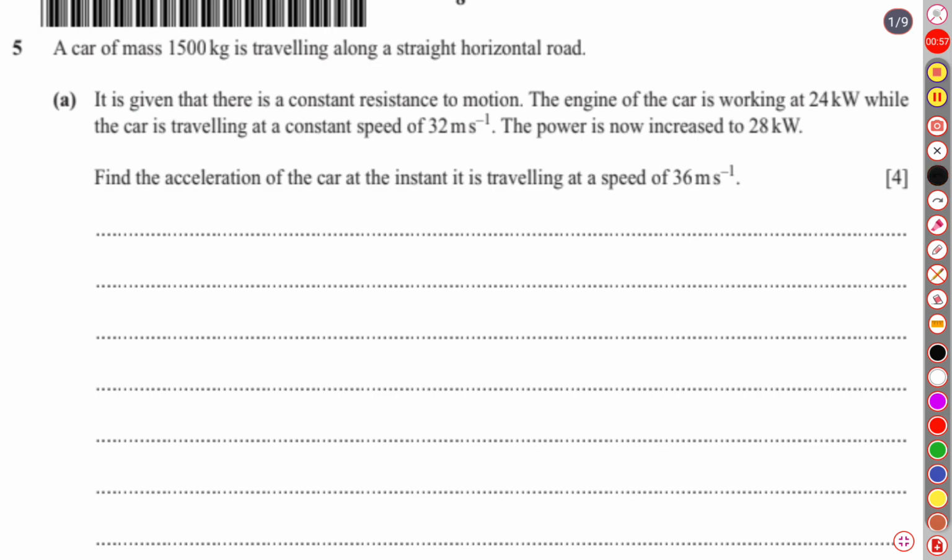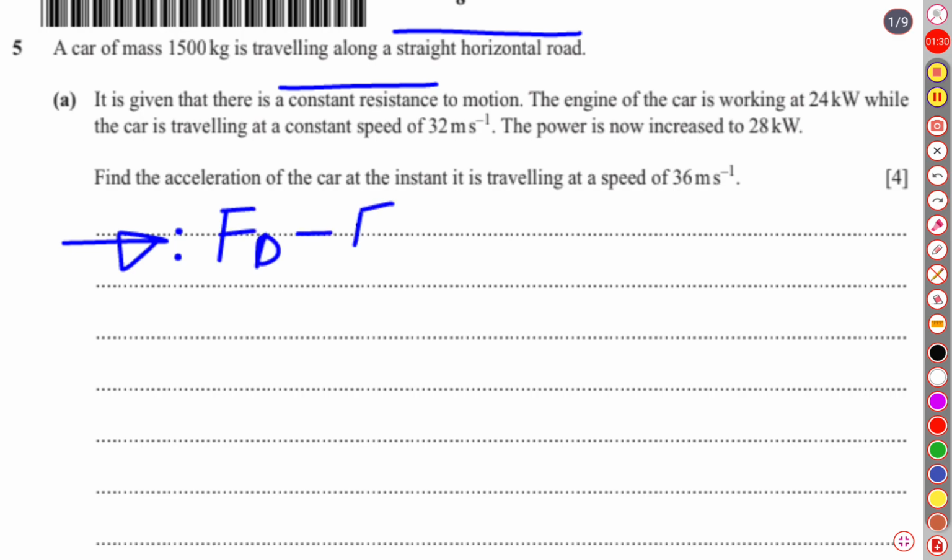So the question is not difficult at all. First of all, we should know there are two pieces of information. One is there is a constant resistance to motion. First of all, we will have to find how much the resistance to motion is, and we are going to apply Newton's law of motion. Let's start our writing. As it is moving along a horizontal road, so this is the direction, and our concept is driving force minus resistance force is equal to mass into acceleration.